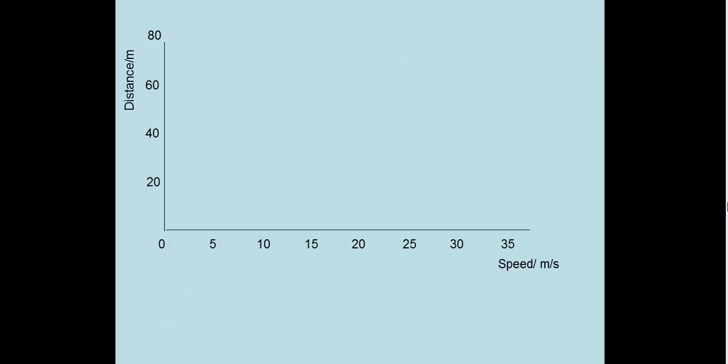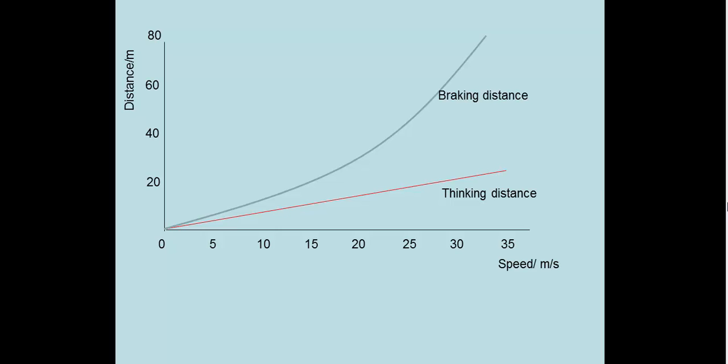Here we have a graph of distance against speed, and thinking distance is directly proportional to speed, giving a straight line to the origin. Braking distance increases more rapidly at higher speeds.